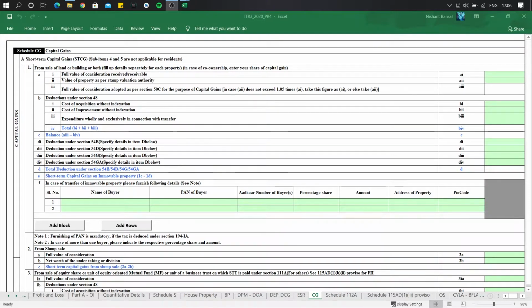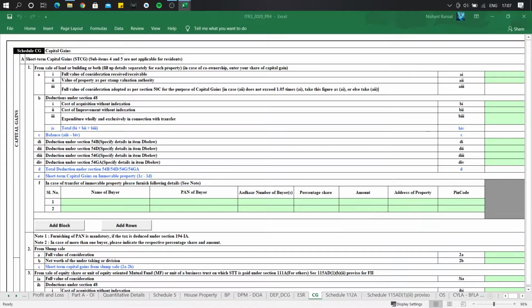Yeah, so before moving ahead, I would like to mention that in the given case study, it is mentioned which is the long-term capital gain and which is the short-term capital gain. In case it is not mentioned, you must know how to identify it. It can be identified by comparing the date of transfer of asset with the date of acquisition of asset.